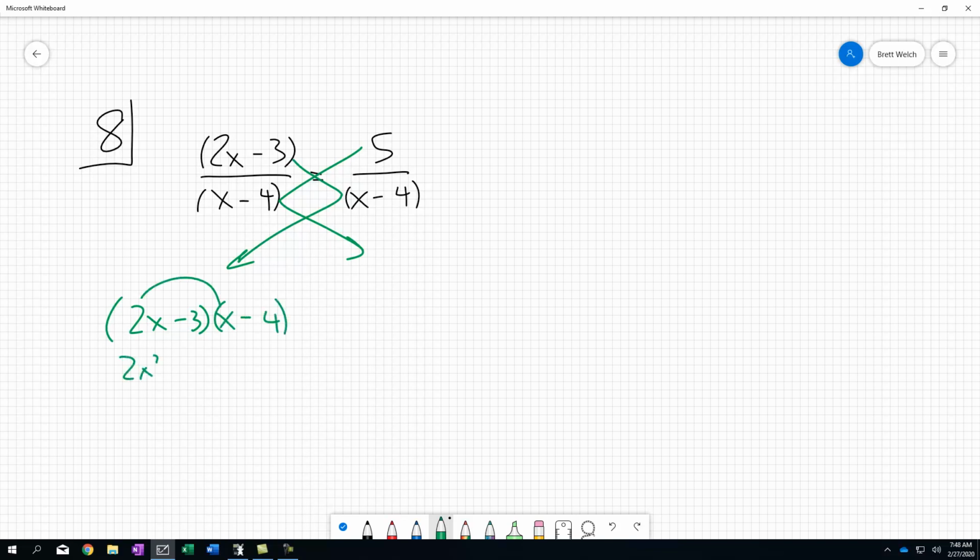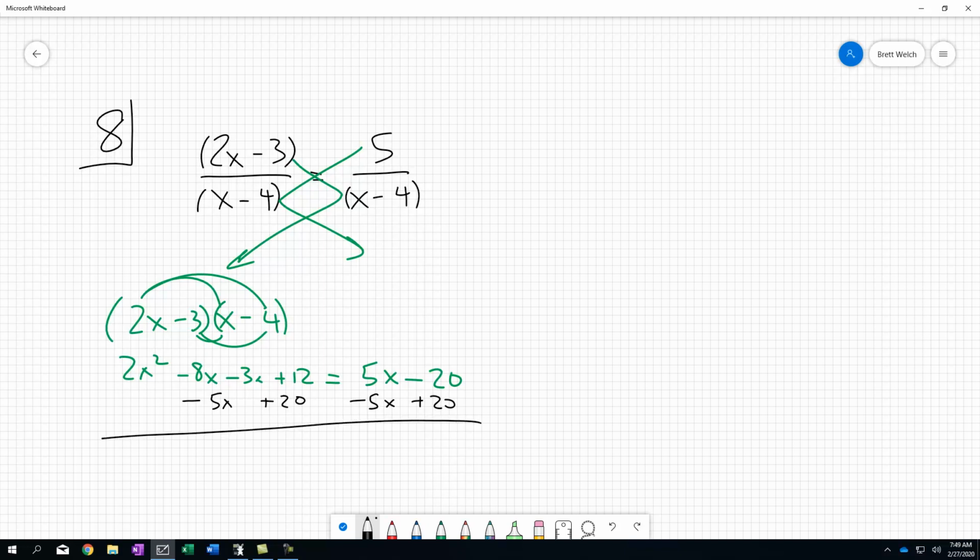So you get 2x squared minus 8x minus 3x plus 12 equals, this will be a little bit easier, 5 times x, and 5 times negative 4 is 20. Because I have an x squared, I'm going to minus 5x and add 20, minus 5x and add 20 in order to get this equal to 0. This gives me 2x squared minus 8 and 3 is 11 makes 16x plus 32.